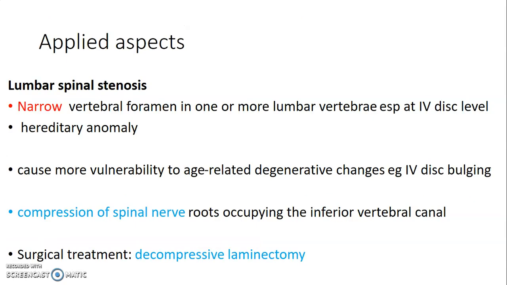What are the applied aspects? There is lumbar spinal stenosis when the vertebral foramen is narrow, and this can compress the spinal cord and the spinal nerve roots. So how do you decompress? If it's narrow, you can decompress by what you call laminectomy, where you surgically access the vertebral foramen through the laminae.